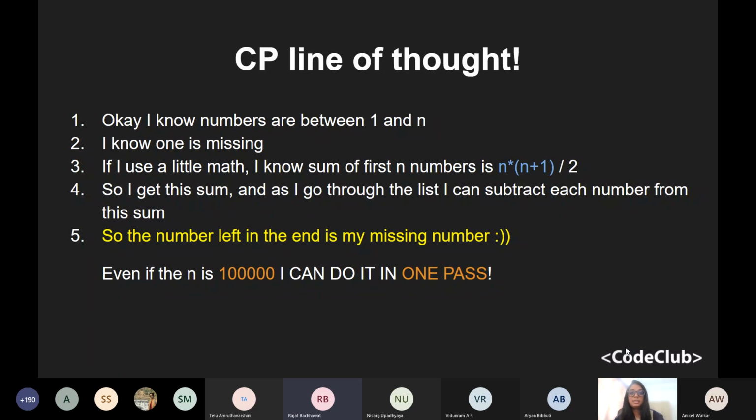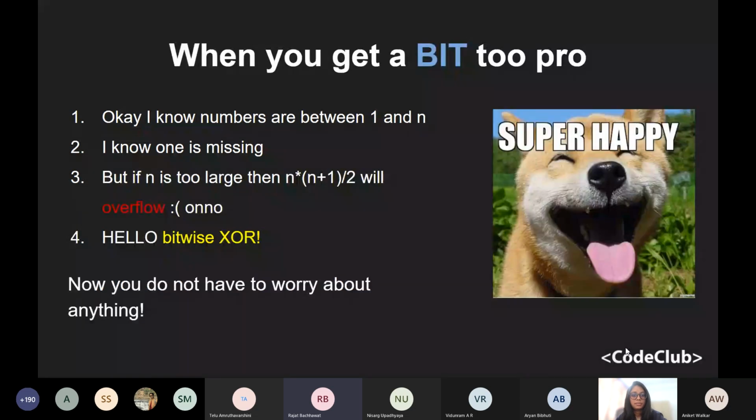But there is an issue with this method as well. So this is not something that I saw in the chat earlier. Although computing the sum is possible, yeah, you can do that also. You can sum the list and subtract it from n into n plus 1 by 2. But in order to sum the list, you'll have to go through the list as well. So it is the same thing that I mentioned.